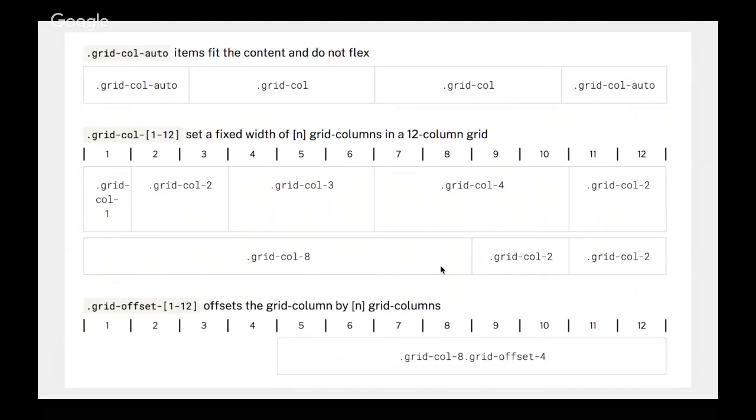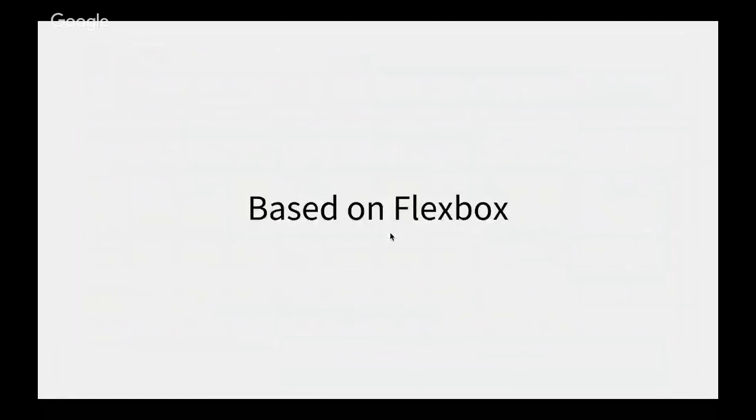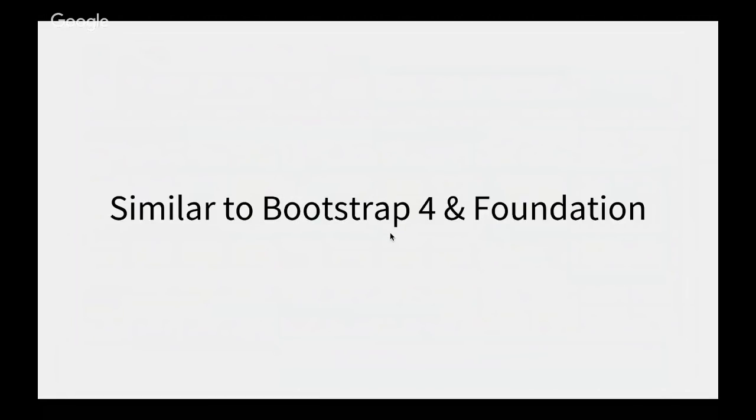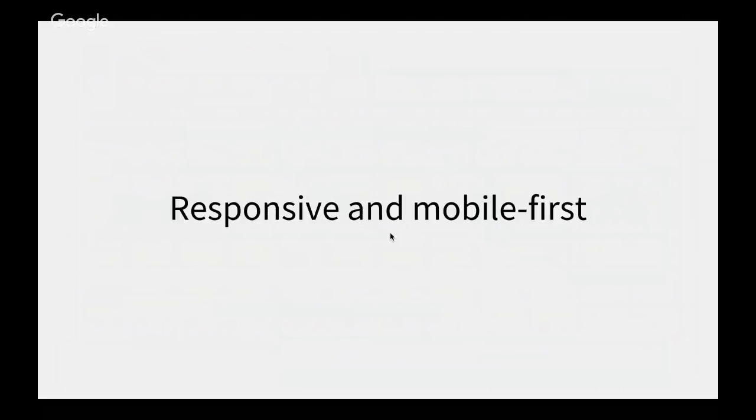If you'll notice in one of the first examples above, where we have the grid-col class, that will help fill the available space using Flexbox. And then below that, we have a very declarative style of just declaring how many spans or how many columns you want, and also some offsets as well. So again, it's based on Flexbox. It's flexible, very similar to what you'll see in Bootstrap 4 or Foundation, one of their newer grid systems. It's responsive and mobile first.